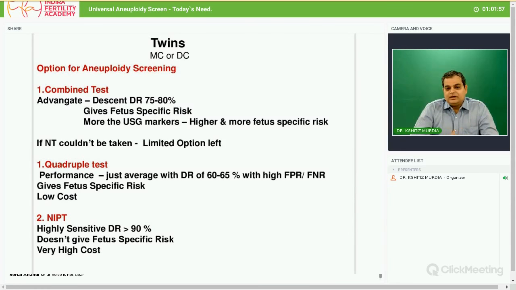Now newer and newer changes are coming up. Sooner we may get an NIPT which can give you fetus specific risks also, but till now we don't have such an NIPT. Moreover, NIPT is very costly. Another disadvantage of doing NIPT in twins is that if NIPT comes back high risk, then I have to do invasive testing for both fetuses, which again increases the risk of abortion because of doing amniocentesis for both fetuses.